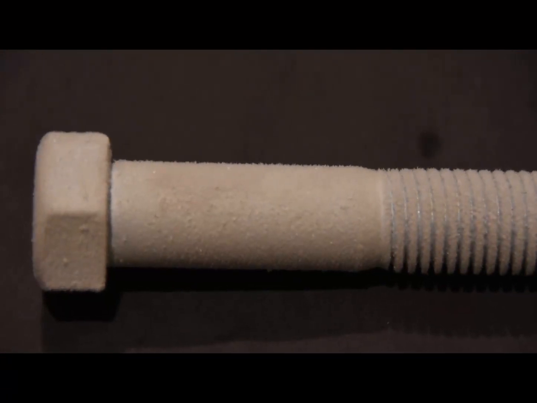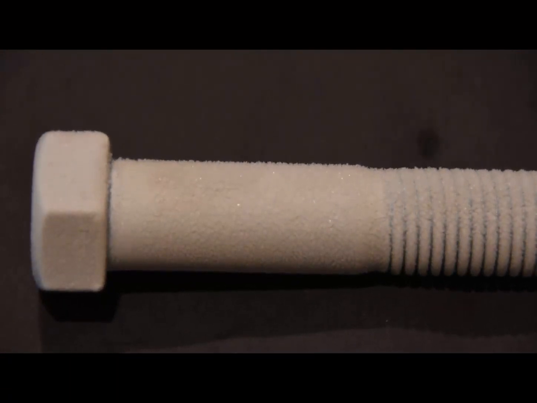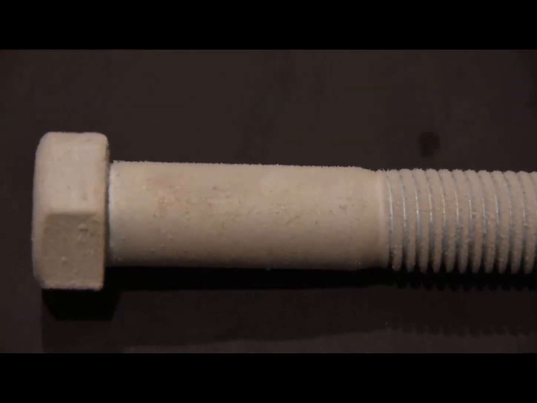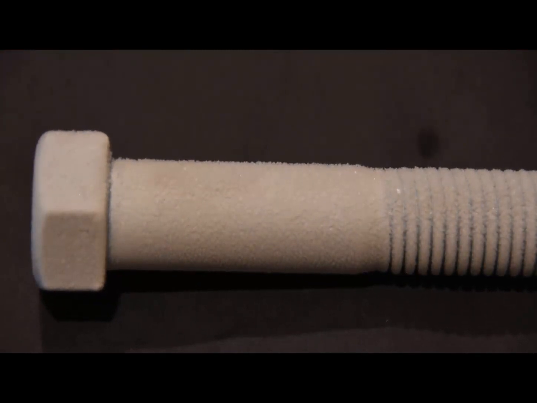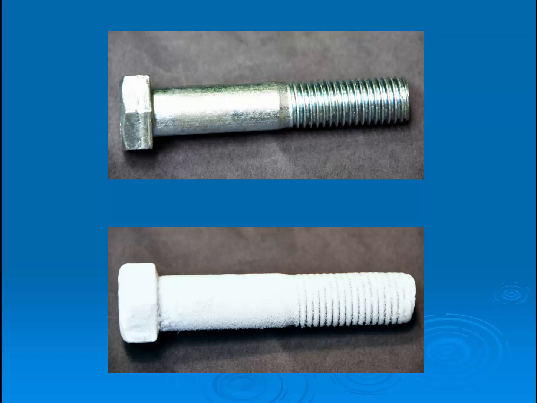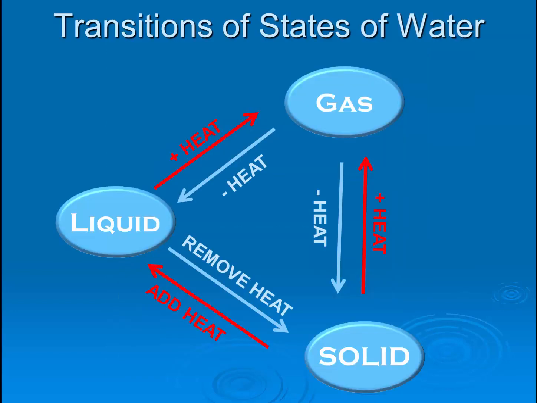Deposition is the final one of our transitions. In this case, water vapor from the air is depositing as ice crystals on a refrigerated bolt. Let's watch that time lapse again. These still images help us see a little better the top bolt right as it came out of the cold environment, and the lower one after ice was deposited on its surface. In order for deposition to happen, we must remove heat.